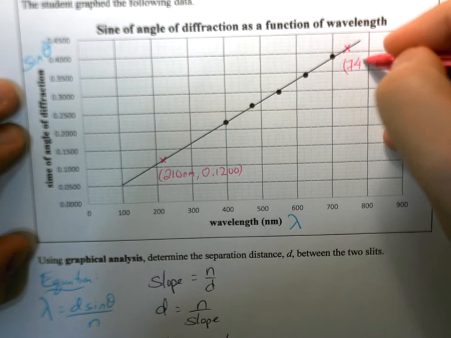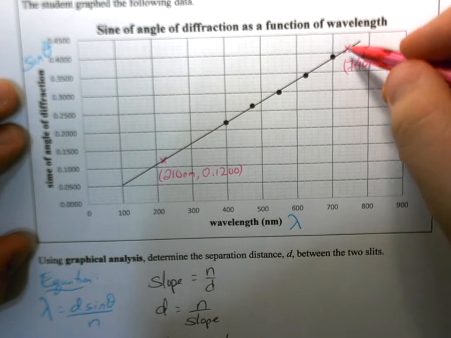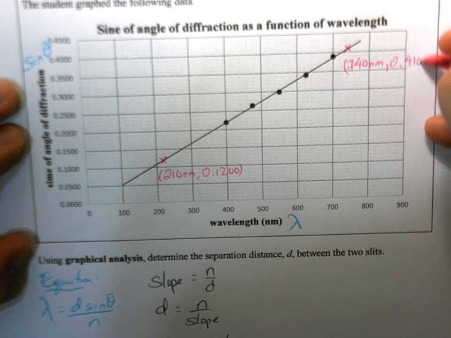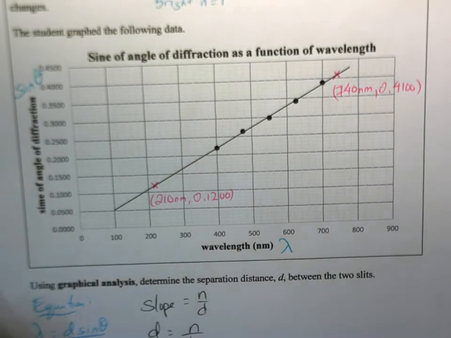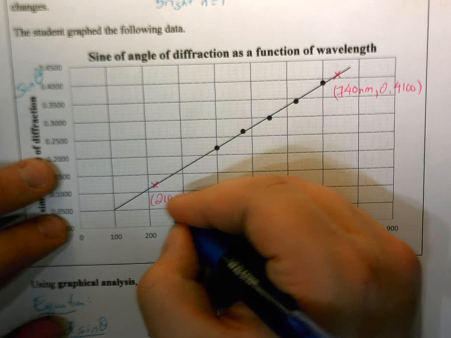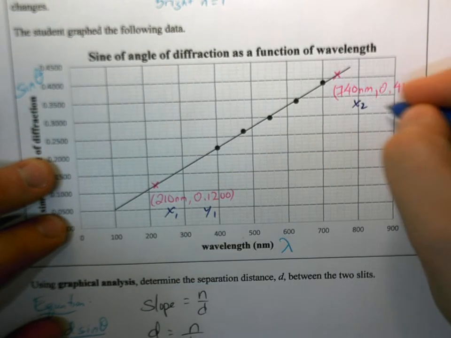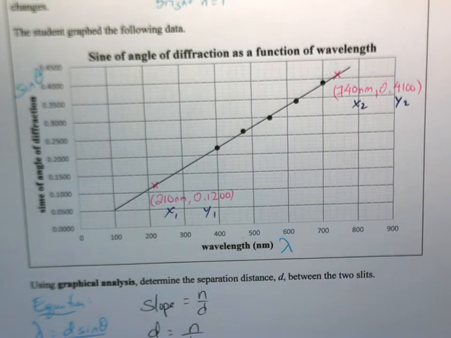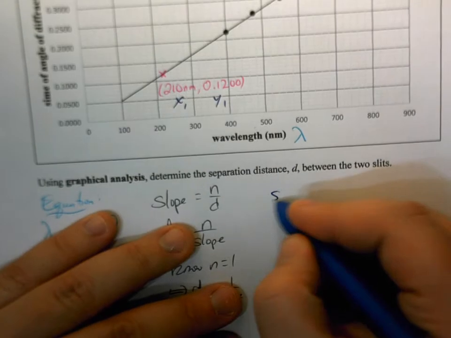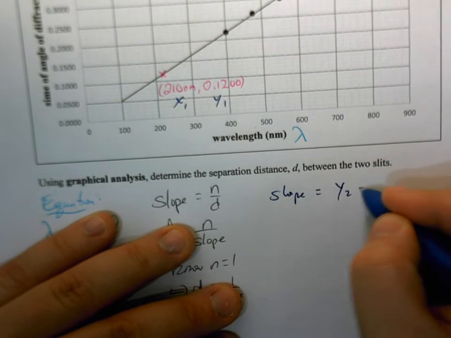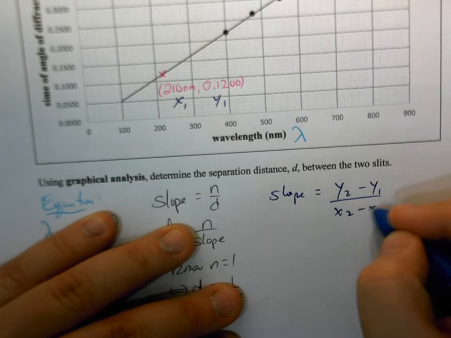So this is the point 740 nanometers, and then this point is 0.4100. So I have an x1, y1, and I have an x2, y2. So I could certainly mark that x1, y1, x2, y2. So we're going to find the slope of this line of best fit. So my slope, we get this y2 minus y1 over x2 minus x1.